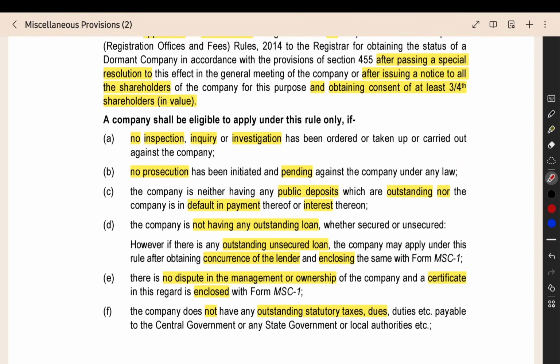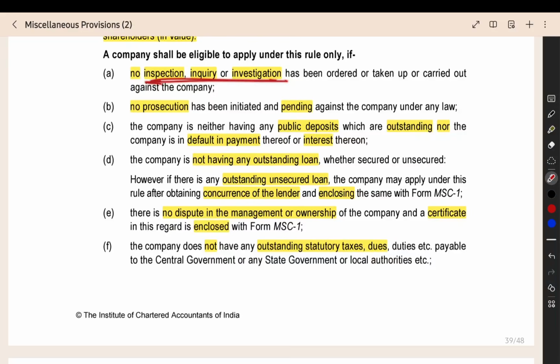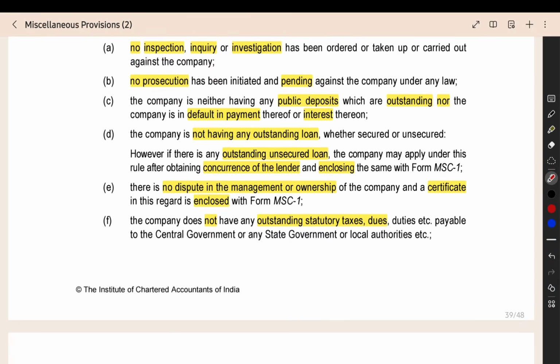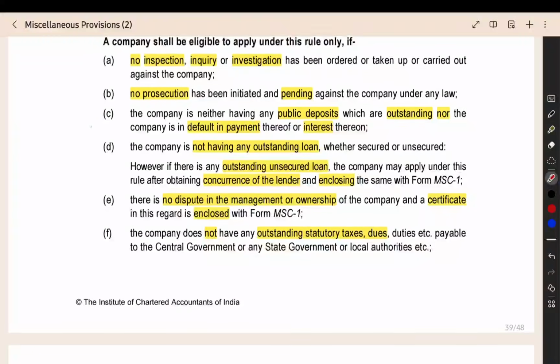What is the eligibility? No inspection, inquiry, or investigation pending against your company, no prosecution pending against your company, and you are not defaulting in deposits. Deposits we can get from the public, right, under the chapter on acceptance of deposits. So if you got any deposit, you did not make any default in the repayment, and all the deposits you repaid. There is no pending deposit outstanding. All the things you repaid, and you did not do any default. Then also you can get the dormant company tag.